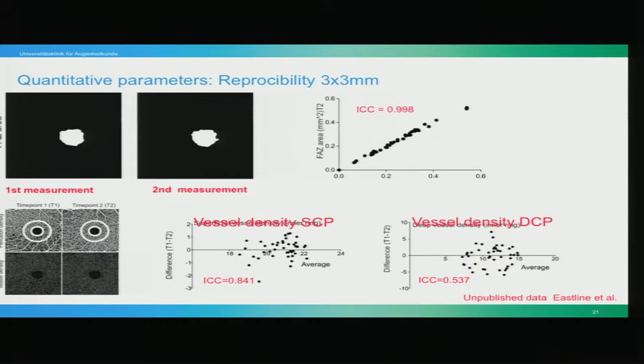So now I talked about the big differences among the devices. What about the reproducibility? When I scan a patient and I scan them on another day, how reproducible are these data? Actually, in terms of the foveal avascular zone metrics, the reproducibility is really high. Also in terms of the vessel density of the superficial capillary plexus, the reproducibility is very good. The reproducibility is a little bit lower in terms of the vessel density of the deep capillary plexus.